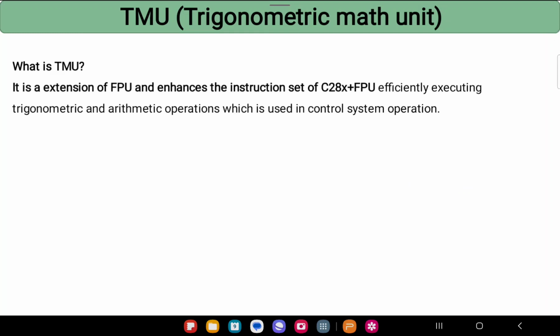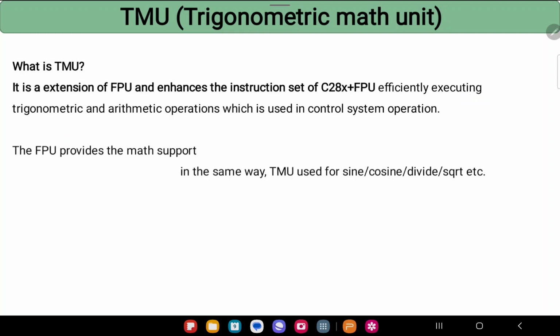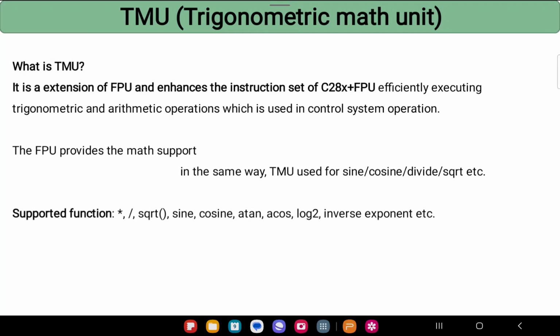Okay, so it is the extension of the floating point unit and an enhancement of the instruction set of the C28x and the floating point unit. It efficiently executes trigonometric and arithmetic operations, and it is used in control system operations. Further, the floating point unit provides math support in the same way as the trigonometric math unit, for example sine, cosine, divide, square root, etc. It also supports multiplication, division, square root, sine, cosine, inverse tan, inverse cos, and logarithmic and exponent components.